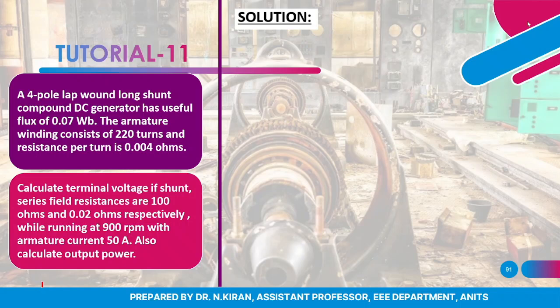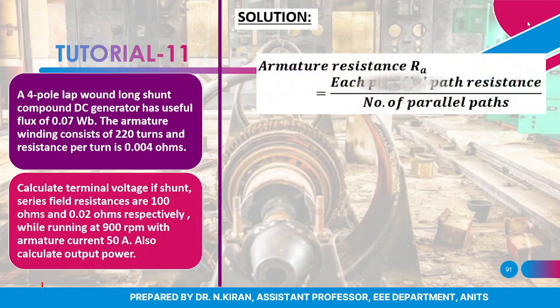Okay, so given data, it is given that it is lap wound, so P is equal to 4 and flux is given as 0.07 Weber. One should clearly understand here, armature winding consists of 220 turns, and resistance per turn is given as 0.004 ohms. So directly armature resistance value is not given, so we need to find the value of Ra.